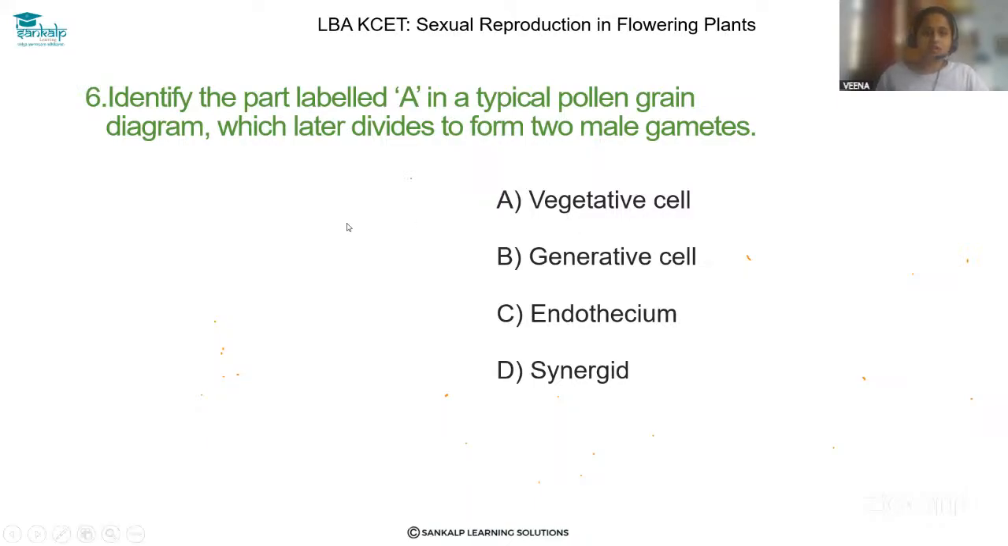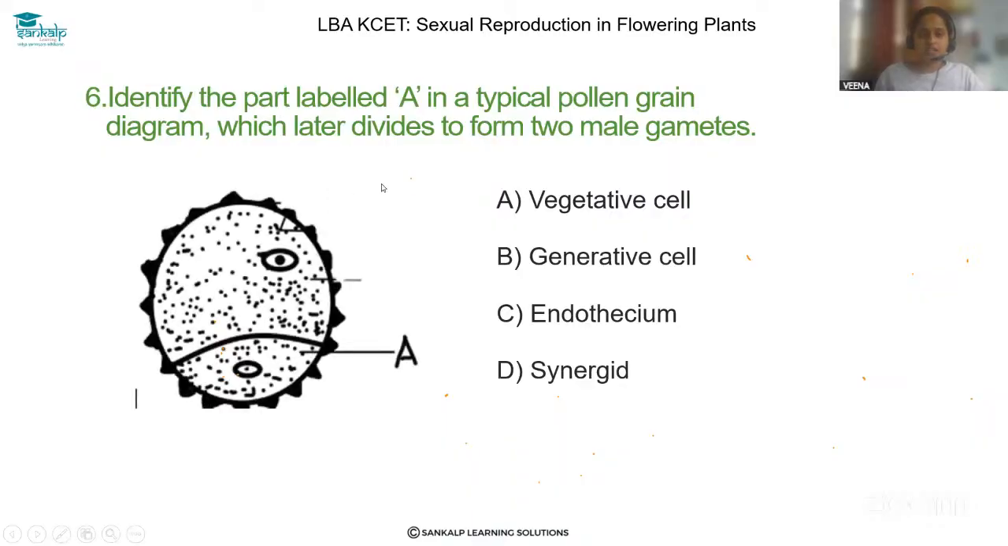Let's solve the sixth question. Identify the part labeled A in a typical pollen grain diagram which later divides to form two male gametes. Dear children, just observe the structure of the pollen grain here.